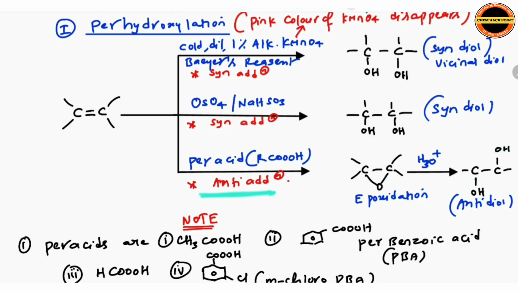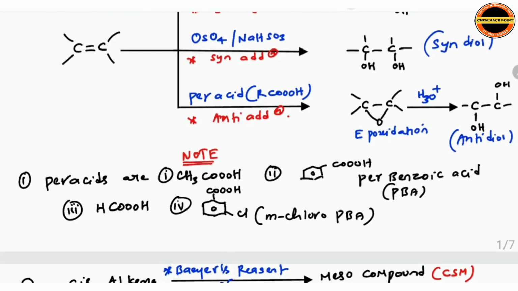Very important: anti-addition, syn addition. So here anti-addition, groups are opposite to each other. Anti-addition means groups are added from opposite sides. Syn addition, same sides. Okay. Per acids: acetic acid is CH3COOH, but per acetic acid has 3 oxygen atoms. Per benzoic acid, 3 oxygen atoms. Per formic acid, 3. Metachloroperbenzoic acid, metachloroperbenzoic acid.